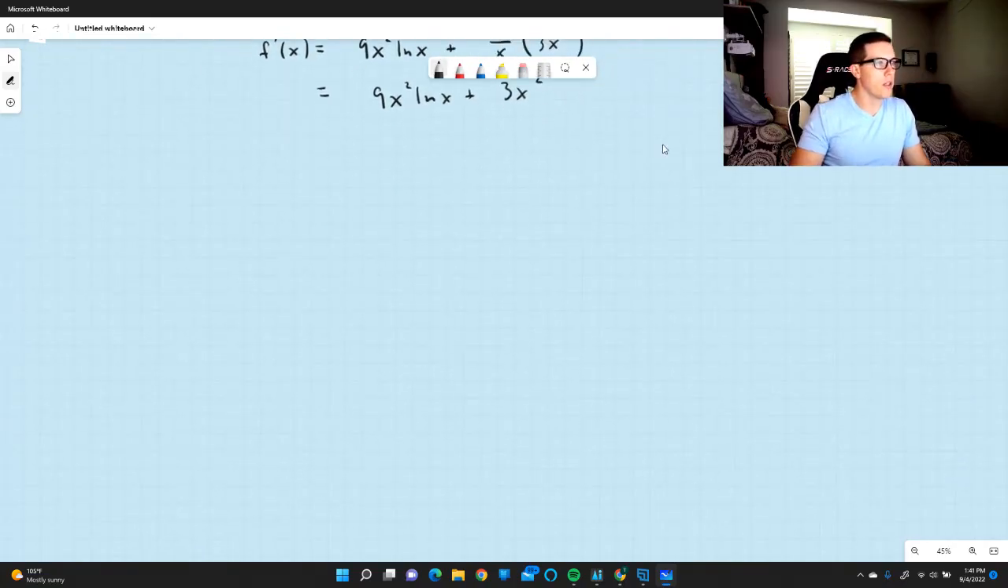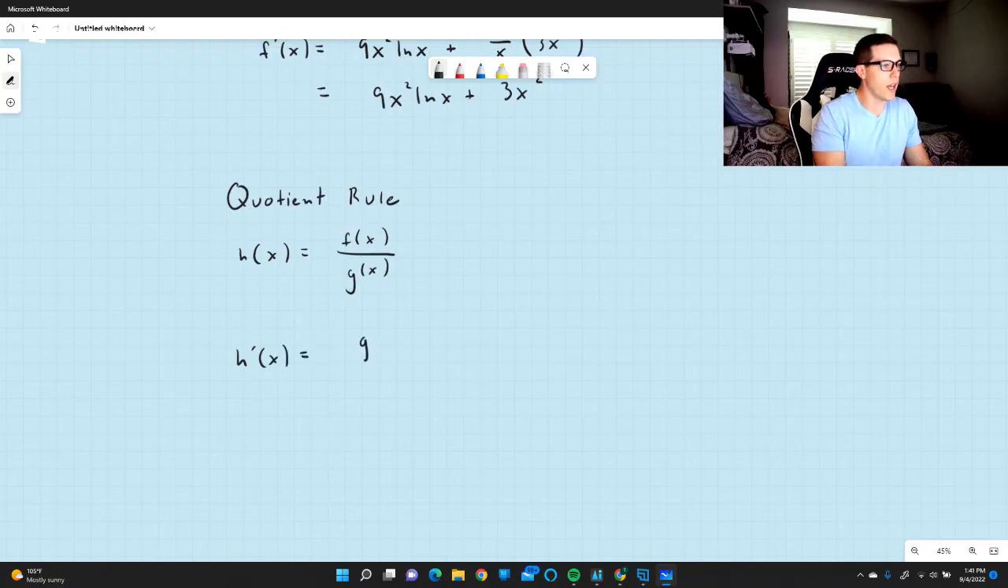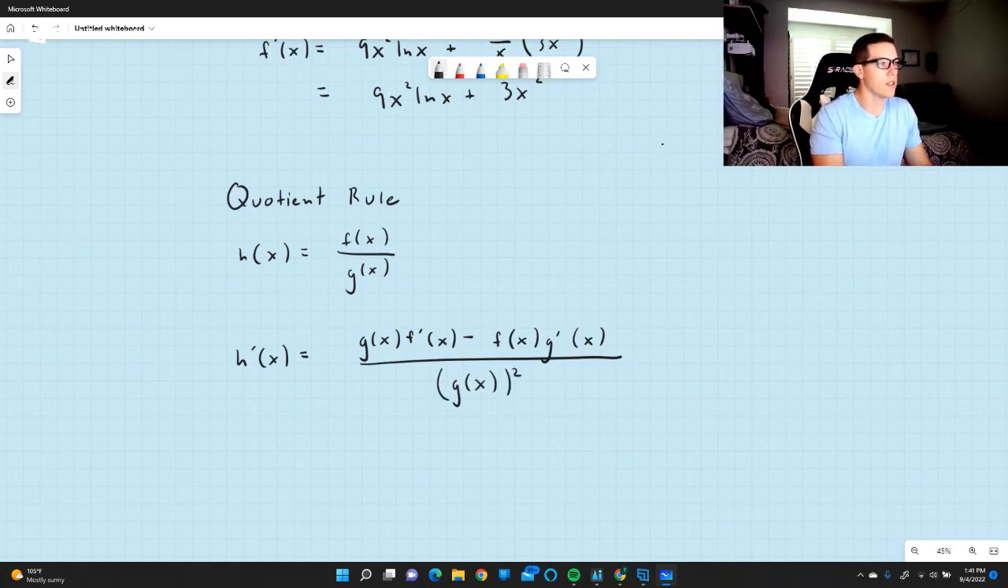Quotient rule is similar with a slight difference. Quotient rule says if you have a function that is the quotient of two functions, so f of x divided by g of x, then the derivative of that h of x function is low d high, the low one times the derivative of the high one, minus the high one times the derivative of the low one. Low d high minus high d low, all over the thing people forget, all over the bottom one squared. So low d high minus high d low.